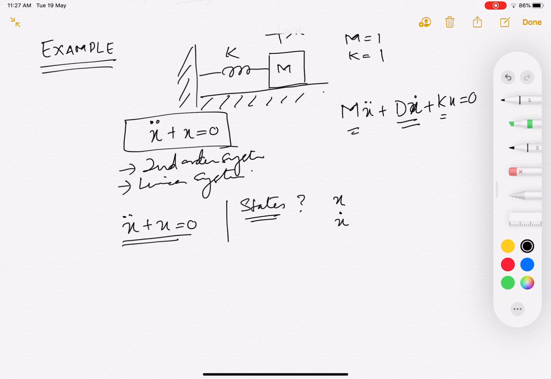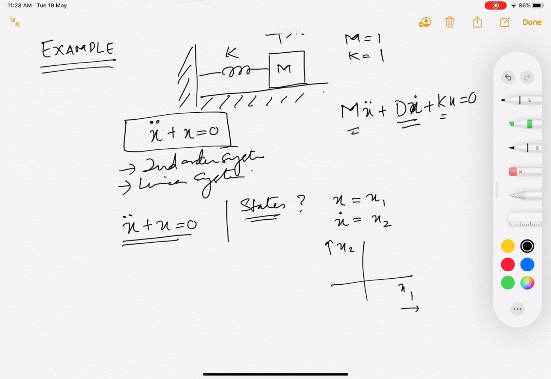Okay, so let me call this state x1 and let me call this state x2, right? These are the two states of the system, and what I want to do is plot this x2 with respect to x1, which is actually x dot with respect to x, right? So let us first look at the solution for this. This is a typical differential equation which is linear. It's very easy to solve. I won't go into the details of solving this.